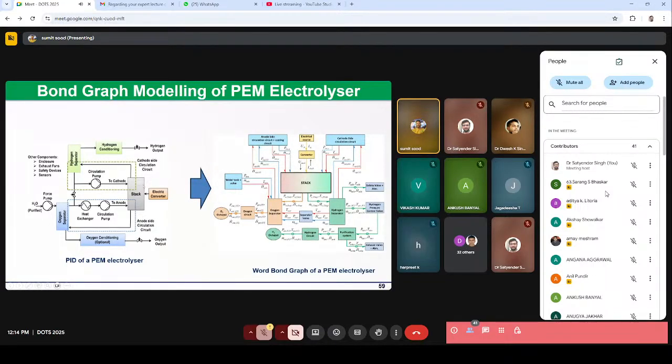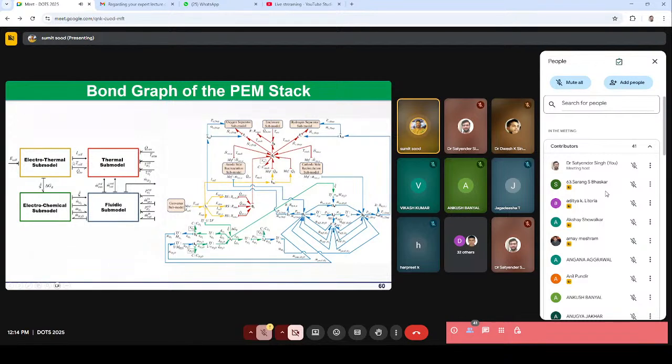So based on the piping and instrumentation design of the electrolyzer, like I mentioned earlier, we can develop a word bond graph. If you see here, there are different components, and this stack is called the heart of the electrolyzer. So this is what we will be focusing on mostly. If you look inside here, this is what I showed you just before on the 20sim software. You can see inside the stack there are also different sub models or sub components.